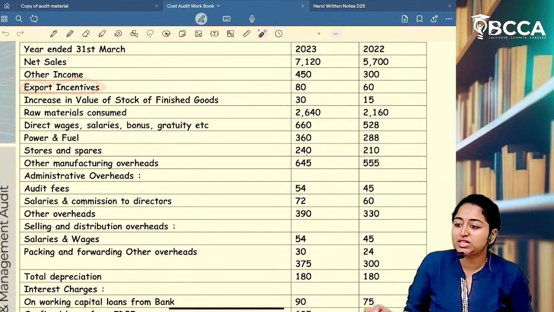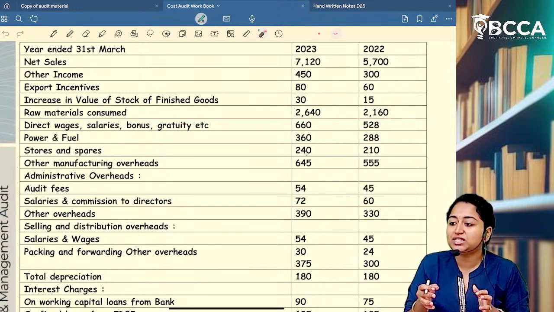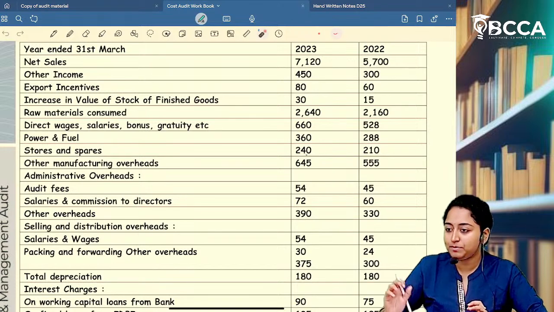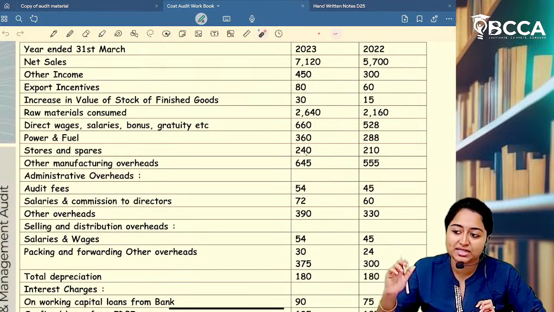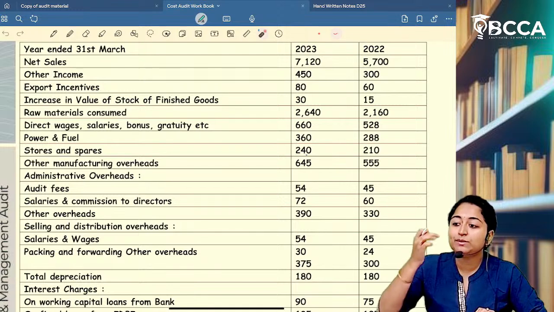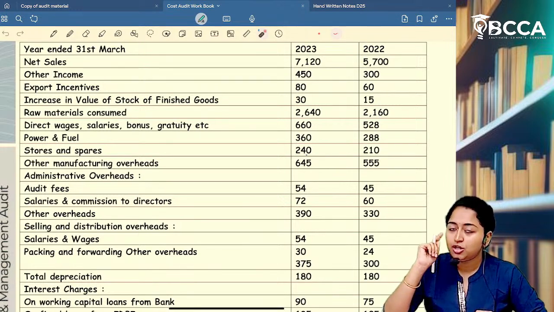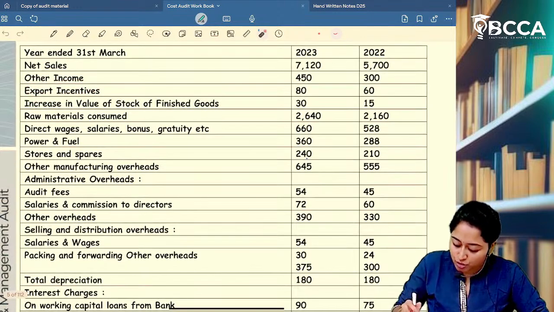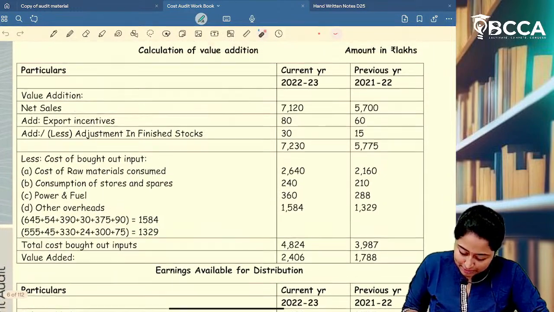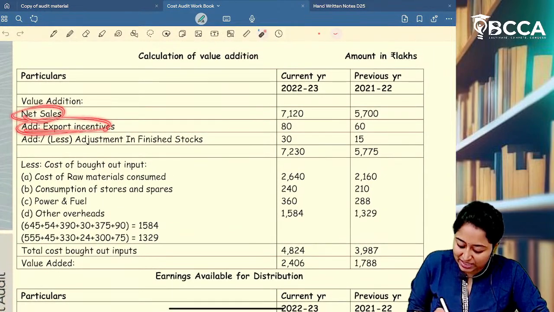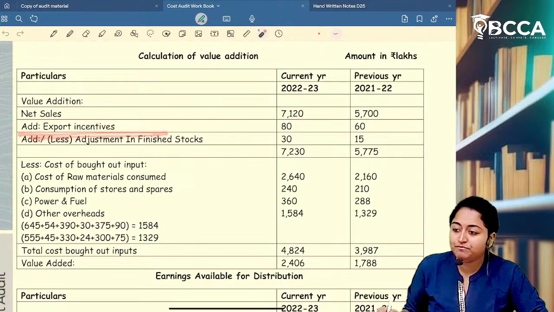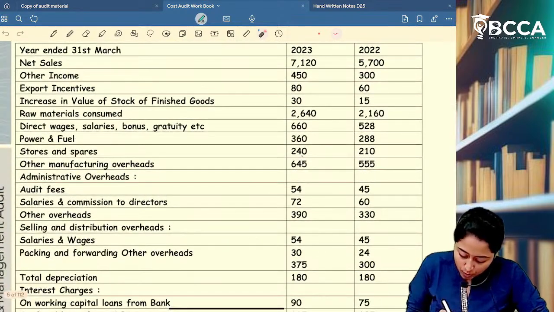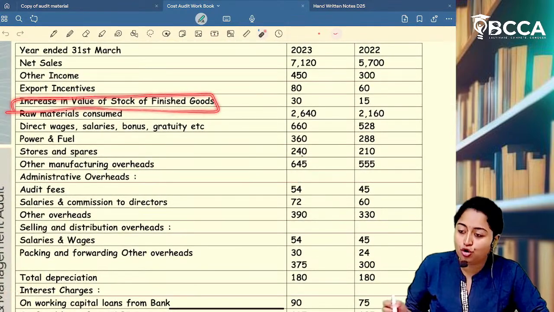And export incentives. I have told you export incentives are incentives received from the government for export purposes. To increase exports, the government gives these incentives. So these will be added in value addition. Whatever the sales is, this will be added to it as revenue. So if we add export incentives to the net sales, we get net revenue from operations, and from that what do we do? Increase in value of stock of finished goods.